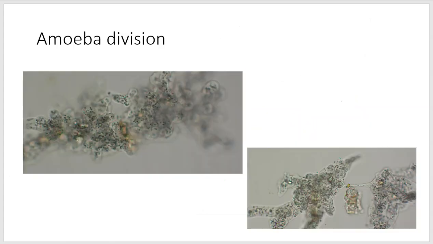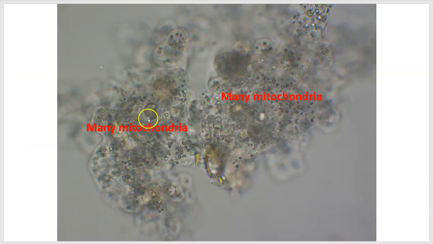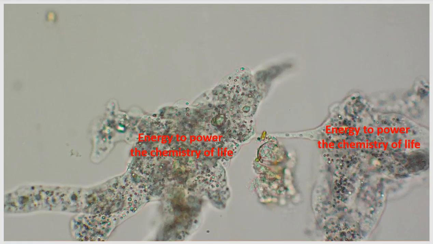Now, in a cell like an amoeba, when an amoeba is going to go through cell division, it will have to duplicate its DNA and then deliver DNA to both daughter cells, but it's also going to make sure each daughter cell has mitochondria to power the chemistry of life. So though we can't see the mitochondria very well in this picture, as the amoeba is dividing, many mitochondria will go to one daughter cell and lots of other mitochondria will go to the other daughter cell, so that each daughter cell will have the energy to power the chemistry of life.